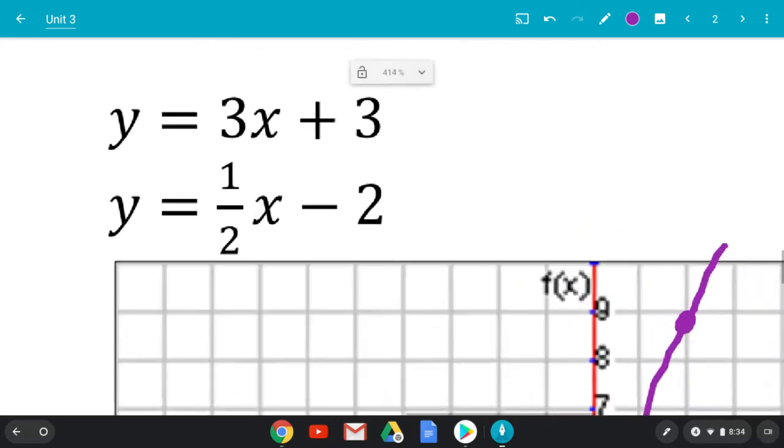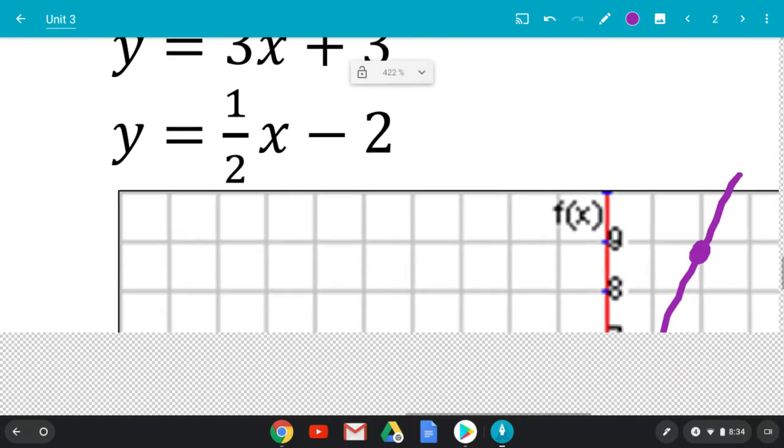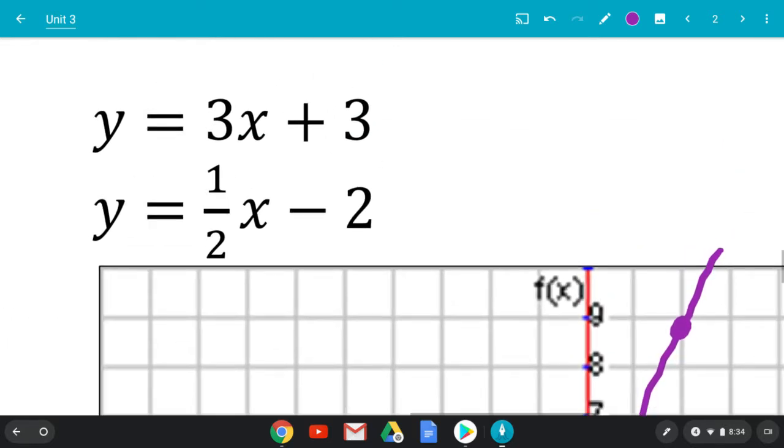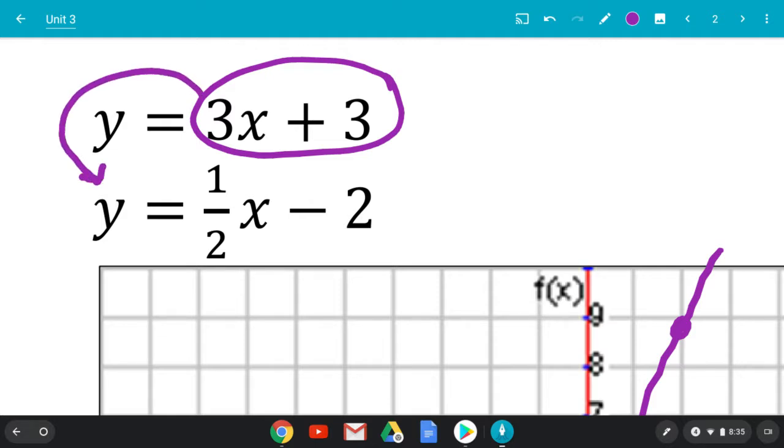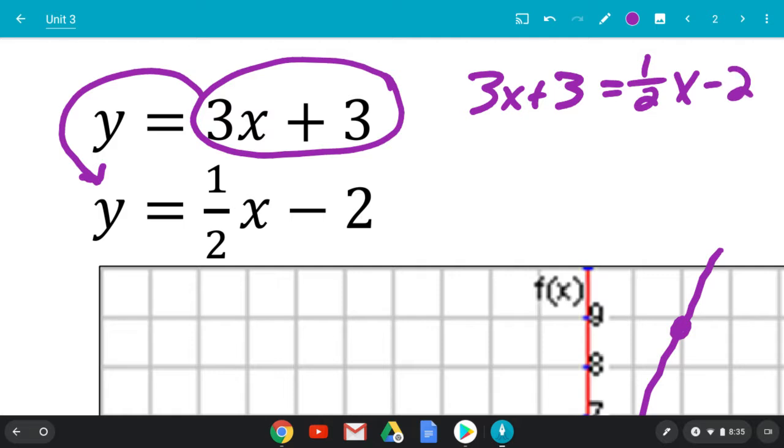I'm going to show you another one. This equation here. If we remember, this solution was ugly. And this one will be ugly. But I'm going to show it to you anyhow. I can substitute this value, 3x plus 3, in for y, because it's equal to y. So it looks like this. 3x plus 3 equals 1/2 x minus 2. Are we having fun yet?